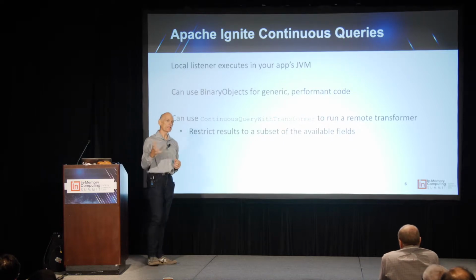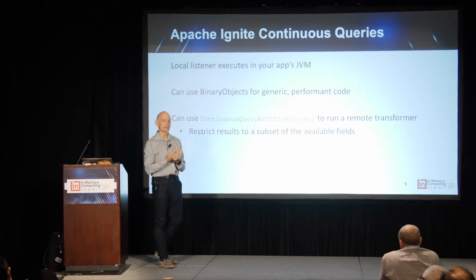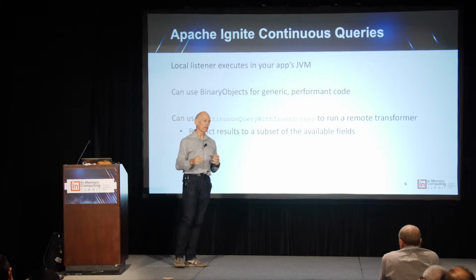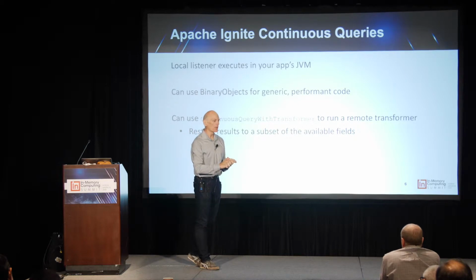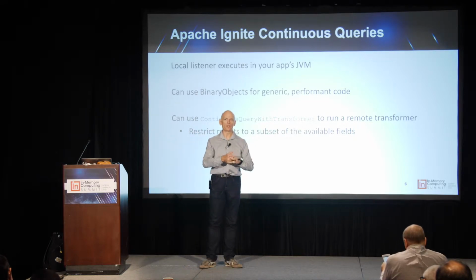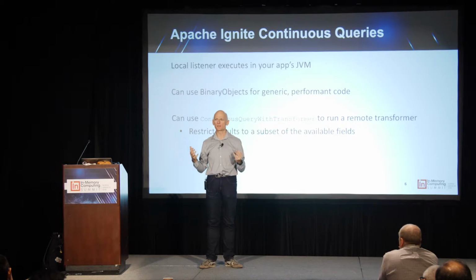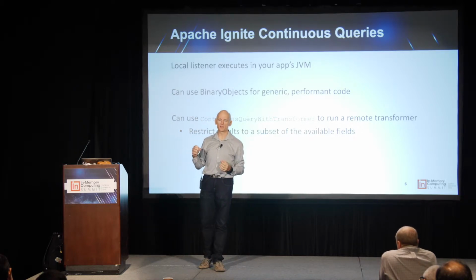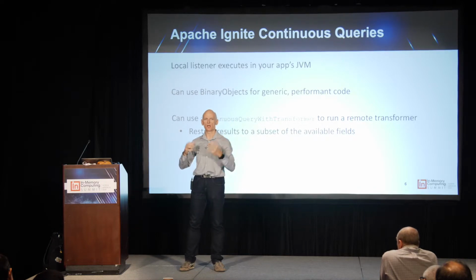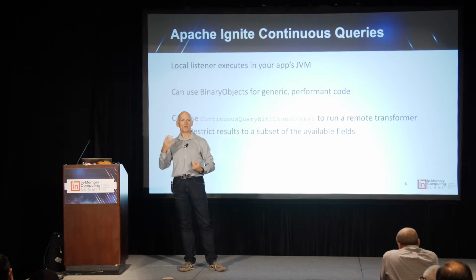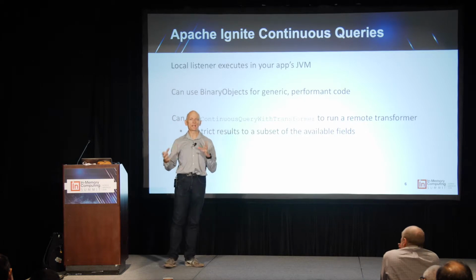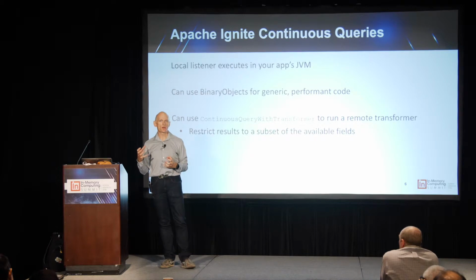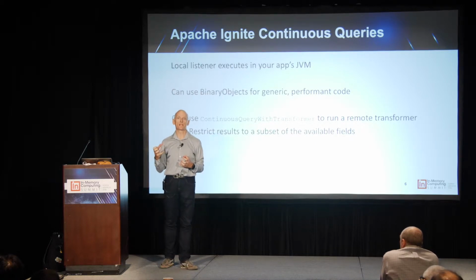Now, your local listener, where you can actually take action, executes in your application's JVM. And if you look at the documentation, you'll find that most of the examples seem to use Java objects, POJOs, and you can define a city object and so on. I beat my head against this for a little while, trying to get it working, and discovered that you can also use what are called binary objects in Ignite.